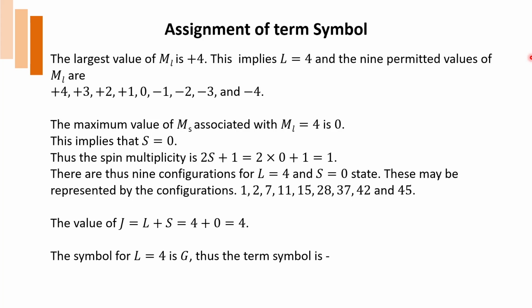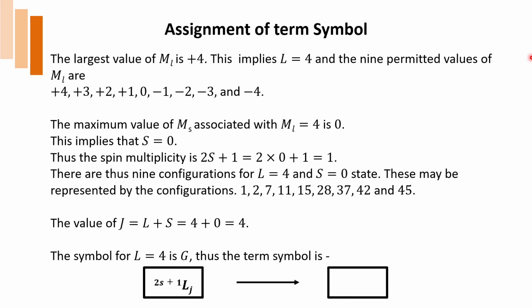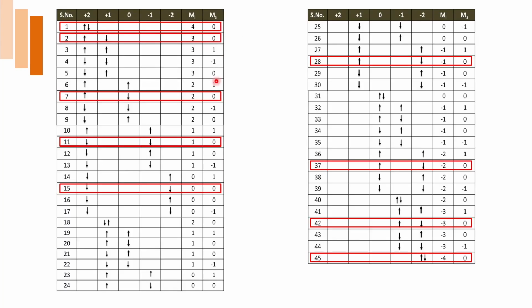Therefore we have 2S plus 1, that is 2 into 0 plus 1, so 1. And for L equal to 4, we are using the term G, and J is 4 because it is L plus S, so this will be 1G4. So this is the one corresponding term related to the d2 system. You can just examine this. This is 4 0, this is 3 0, this is 2 0, this is 1 0, this is 0 0, this is -1 and 0, this is -2 and 0, this is -3 and 0, and this is -4 and 0. So you just examine, 1, 2, 3, 4, 5, 6, 7, 8, 9 orientations have been covered.